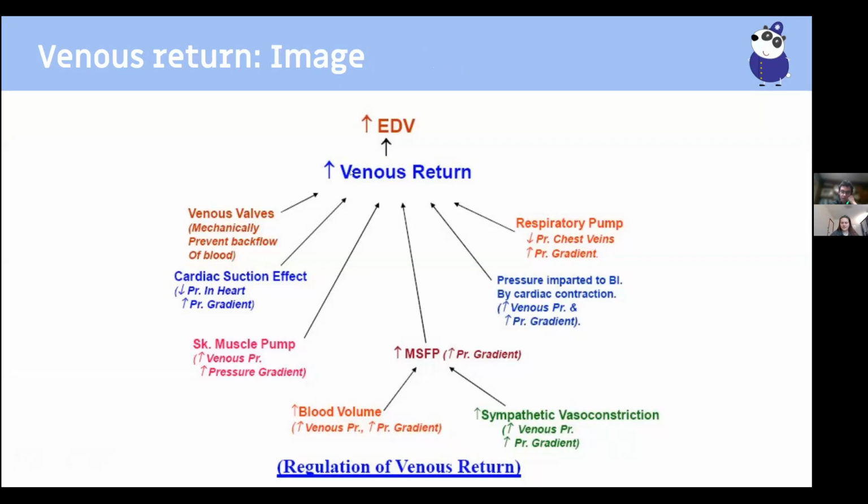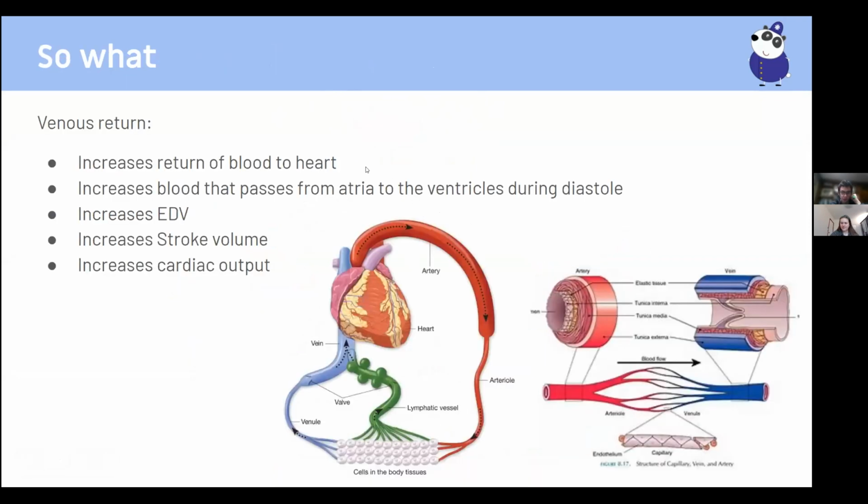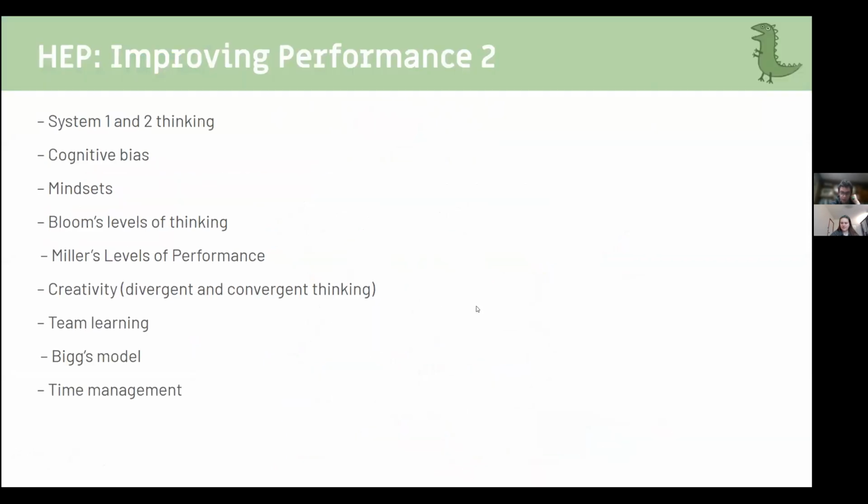Venous return ultimately contributes to end-diastolic volume, and stroke volume is determined by end-diastolic volume minus end-systolic volume. And cardiac output is determined by stroke volume. So ultimately, it's determining how much blood is being pumped out. Venous return returns blood to the heart, increases end-diastolic volume, increases stroke volume, increases cardiac output.